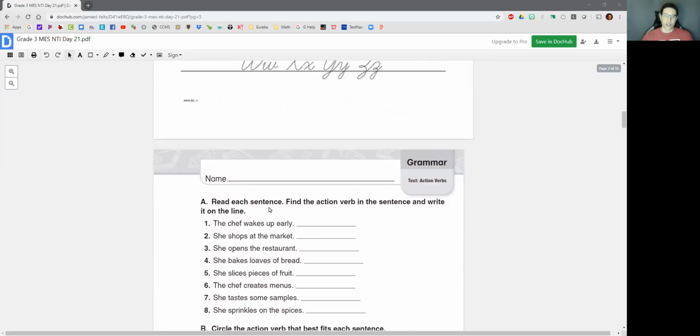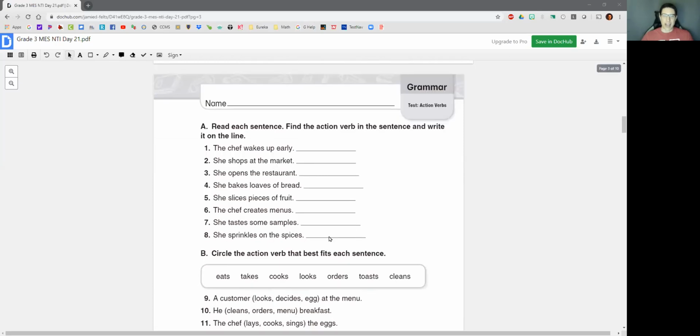Going on down to grammar, you've got some verb practice going on. So these are action verbs, which is actually the easiest kind of verbs to work on. So you want to read the sentence and pick out the word that shows action, shows some movement. Number one right here, the chef wakes up early. Which one of those words shows some action? Well, wakes shows some action. So you would just write wakes right out here in the blank. So that's the first part.